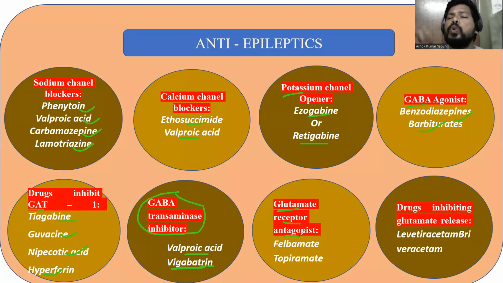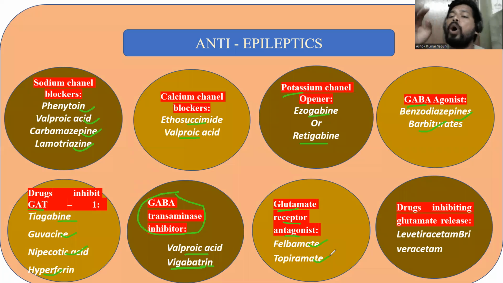So what is the need to antagonize glutamate receptor? Glutamate receptors are present as ion channels as well as G protein coupled receptors. That's why there are glutamate ionotropic and glutamate metabotropic. Glutamate metabotropic means related to G protein coupled receptors. Glutamate ionotropic is related to ion channels. And so here felbamate blocks NMDA receptors, a subtype of glutamate ionotropic, and topiramate blocks AMPA receptor, which is a subtype of glutamate ion channel.